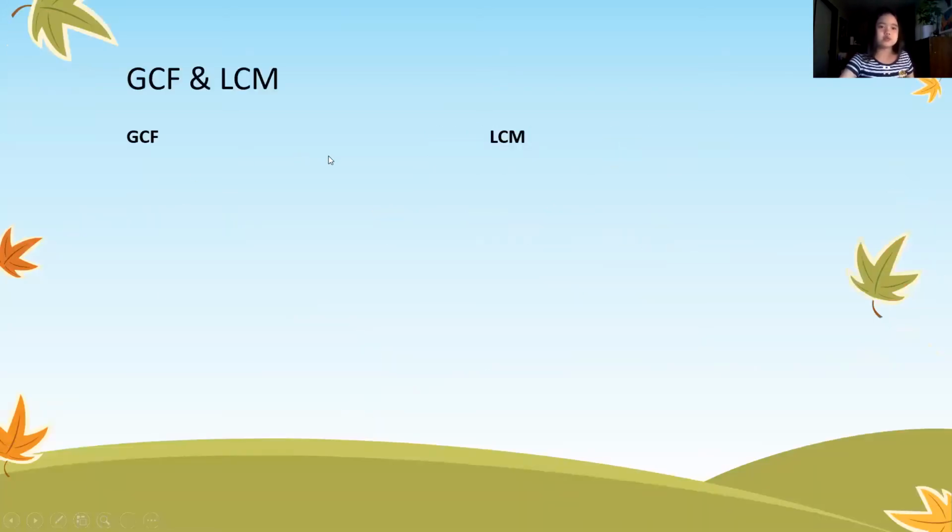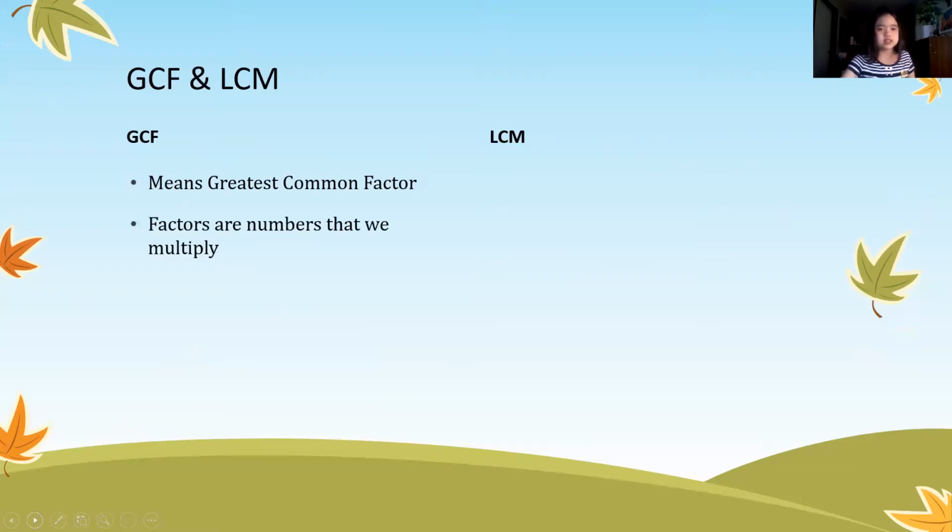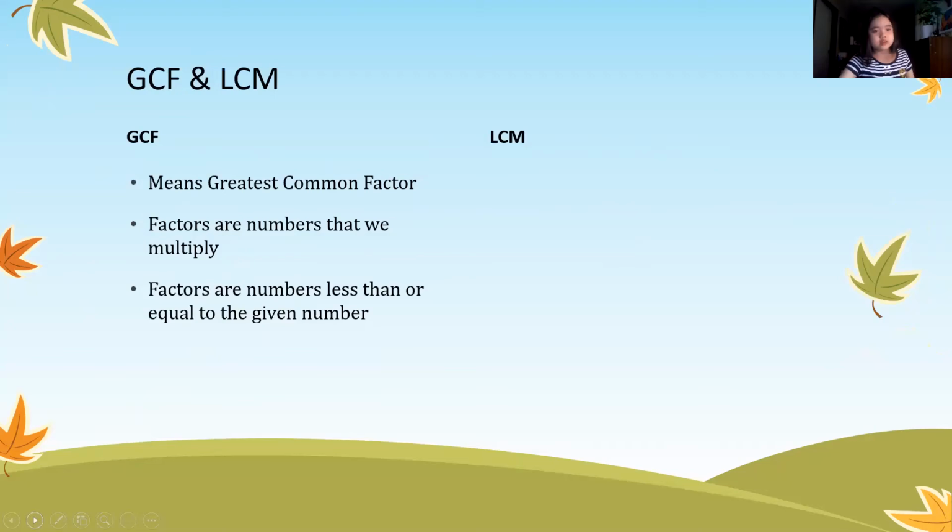So the question is, what is GCF and LCM? Let's first talk about GCF. It means greatest common factor. In case you don't know what a factor is, factors are numbers that we multiply. They can either be less than or equal to the given number.